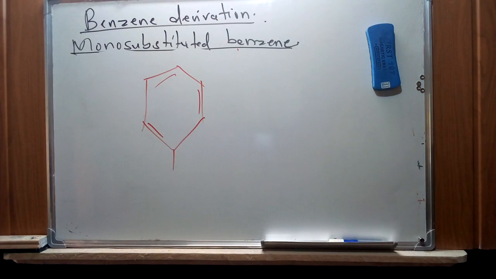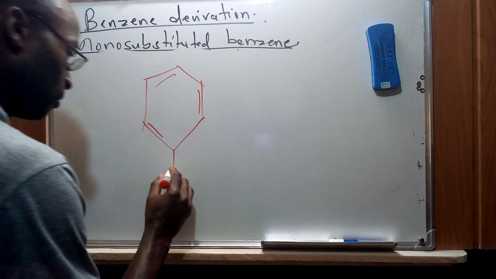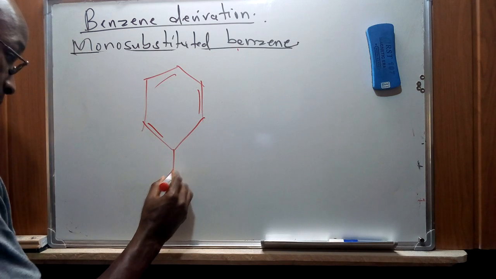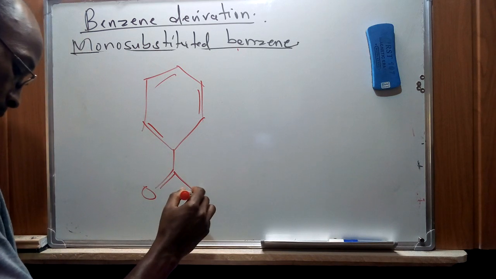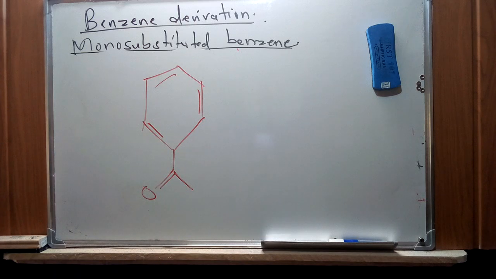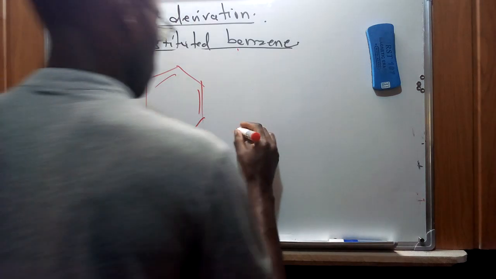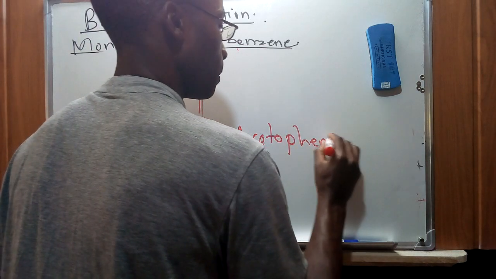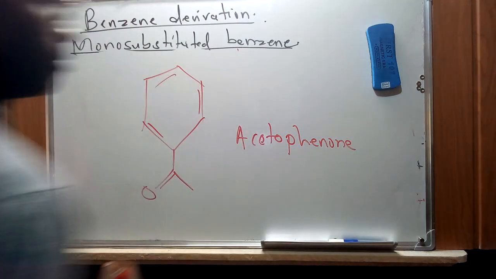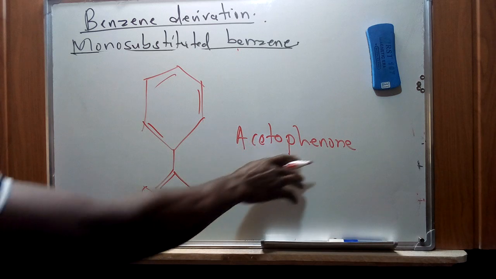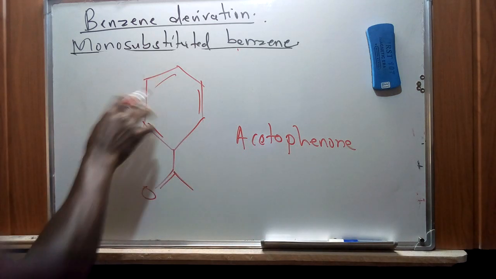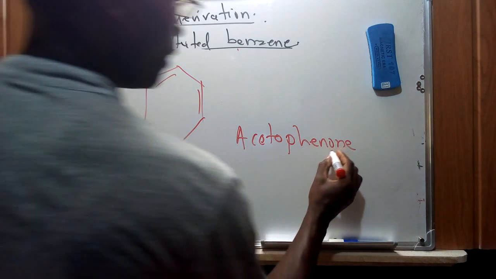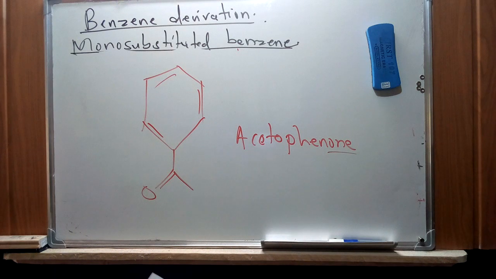So in case we have an acetyl group at that point, this one is going to be known as acetophenone. From the combination of this name, we can see that this is for the substituent, and then for the phenyl group, that is for the benzene, and then we have one representing a ketone. So in this case, that is a ketone.